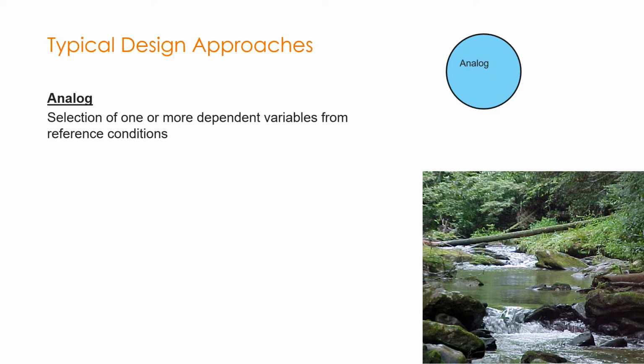So the first approach that we're going to talk about is the analog design approach. This method uses reference conditions from systems that are either immediately upstream or downstream or adjacent to your site. And it uses the reference conditions to imply a morphology in your study area. And it takes dependent variables from those reference conditions to apply them to your site.